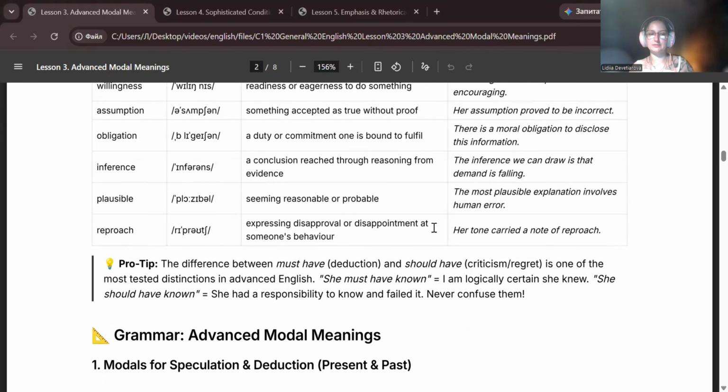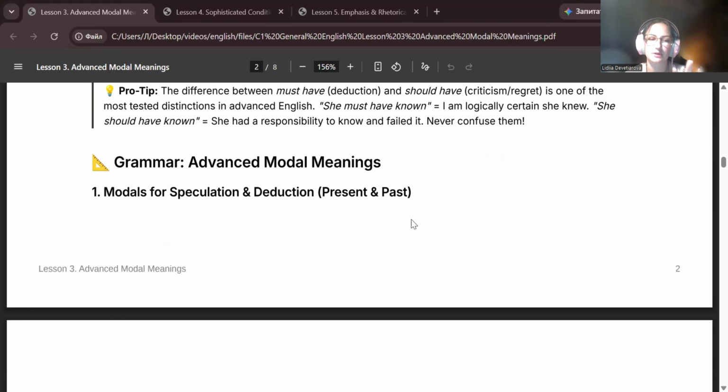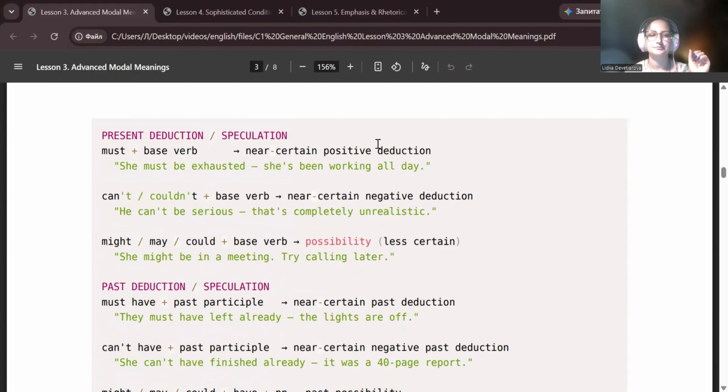A little pro tip. The difference between must have, deduction, and should have, criticism or regret, is one of the most tested distinctions in advanced English. She must have known: I am logically certain she knew. She should have known: she had the responsibility to know and failed at it. Never confuse them. So, grammar: modals for speculation and deduction, present and past.